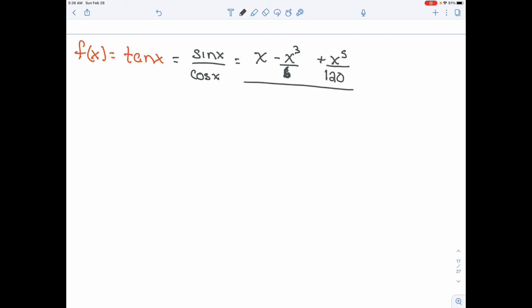And then that's over cosine x, and cosine x is even, so we got 1 minus x squared over 2 factorial, plus x to the 4th over 24. Okay? So what are we going to do? We're going to do some long division, boys and girls. I know you're excited. I'm excited for you, because this is going to be epic.